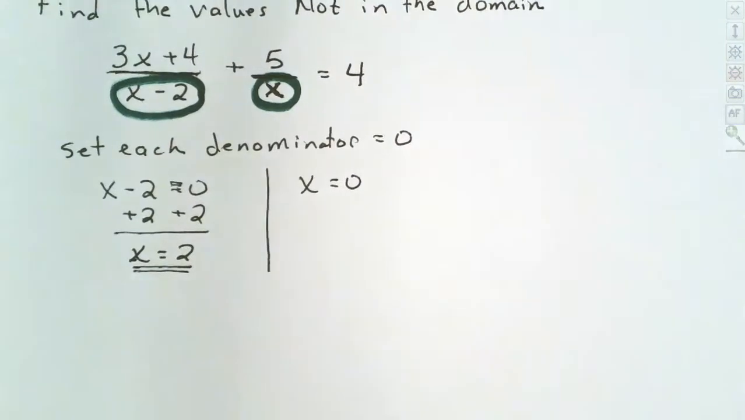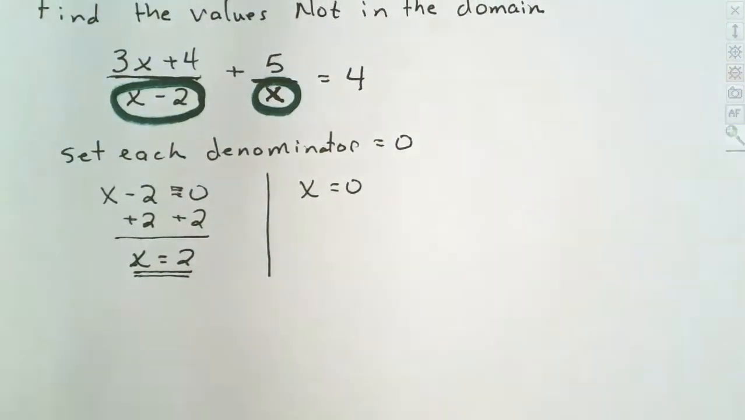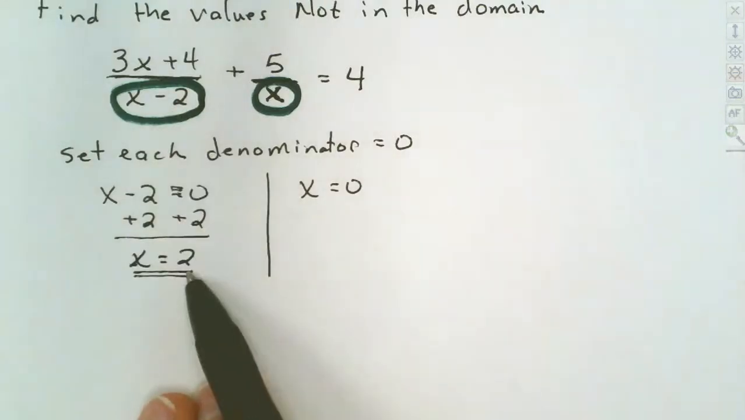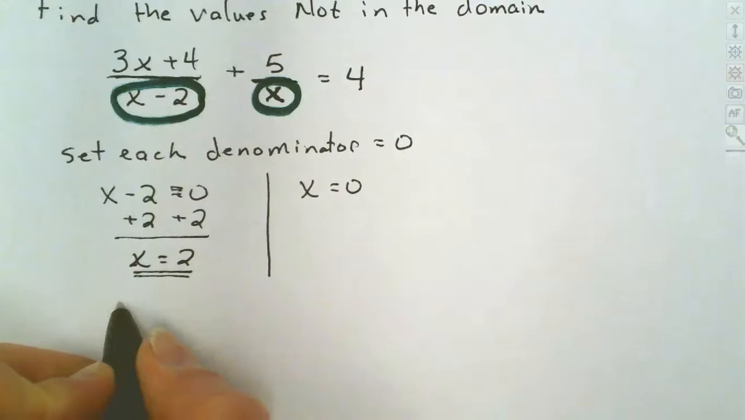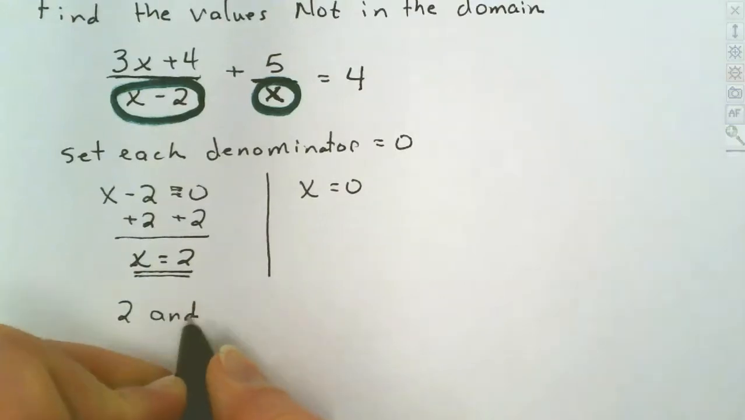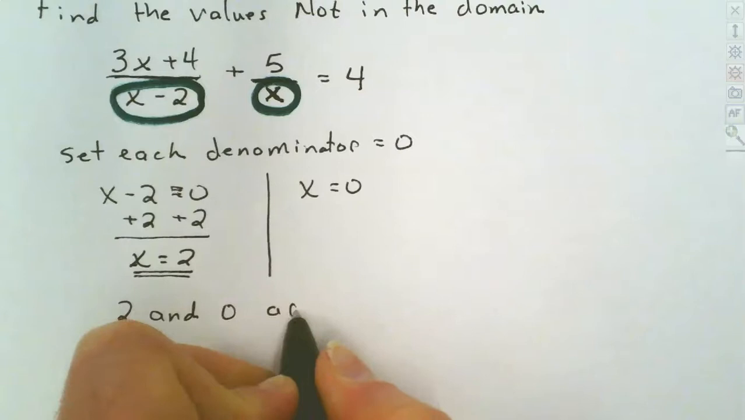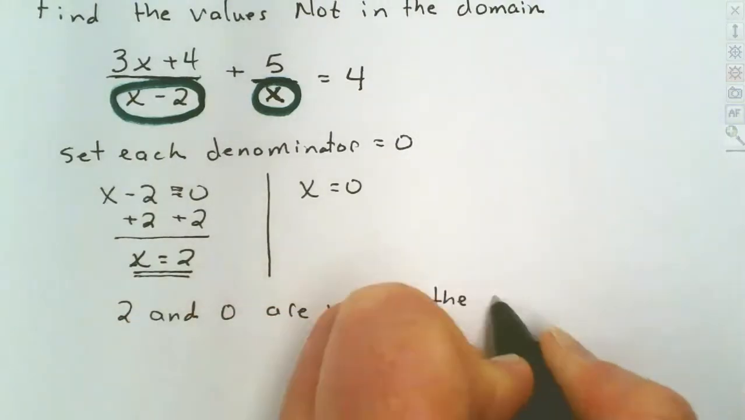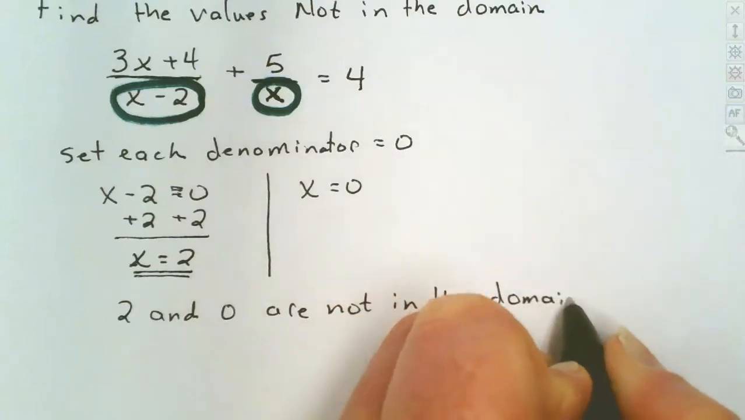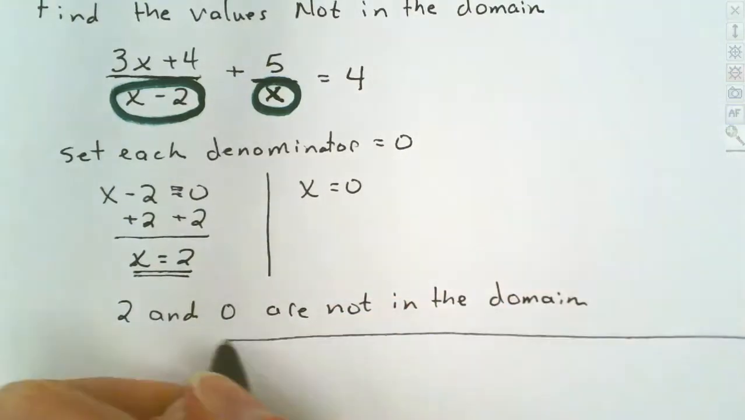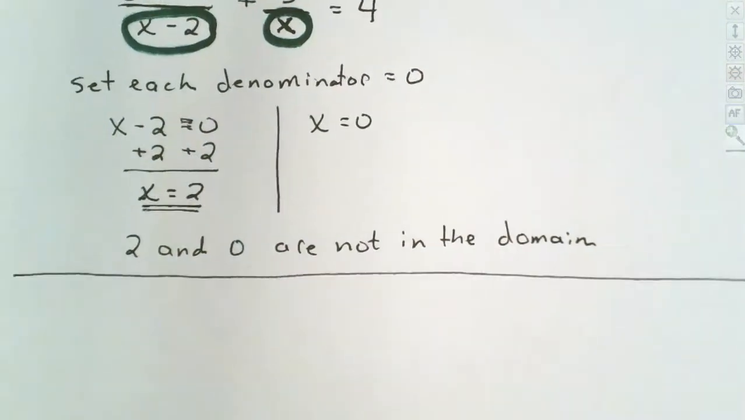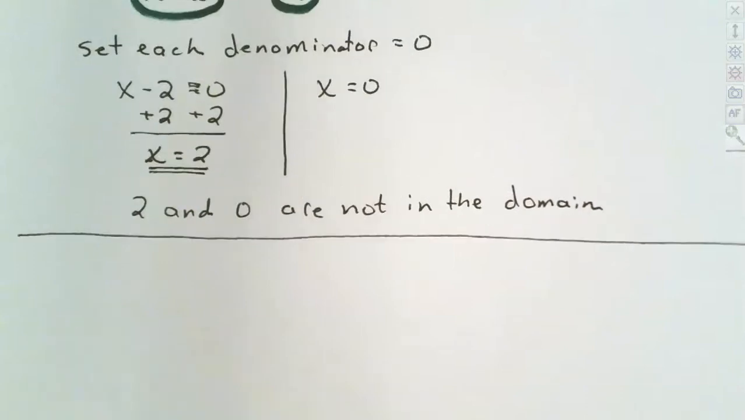So what do we know about the numbers that are not in the domain? The numbers that are not in the domain are positive 2 and 0. So 2 and 0 are not in the domain. They are not possible values of x because they would give you division by 0.